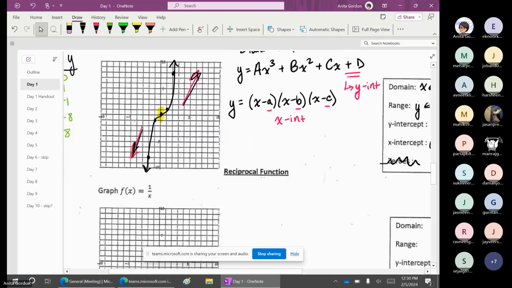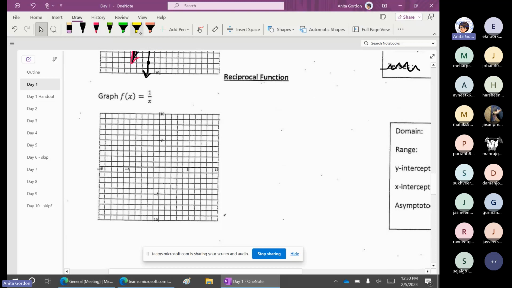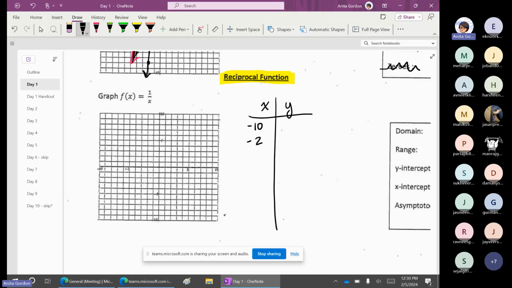Okay. All right. Reciprocal. This is the one that I think most people struggle with the most, which is okay. With this one, it's easiest if you can imagine it with a table of values. So let's pick some values here. I'm going to do -10, -2, -1, 0, and then the positives of the same numbers.